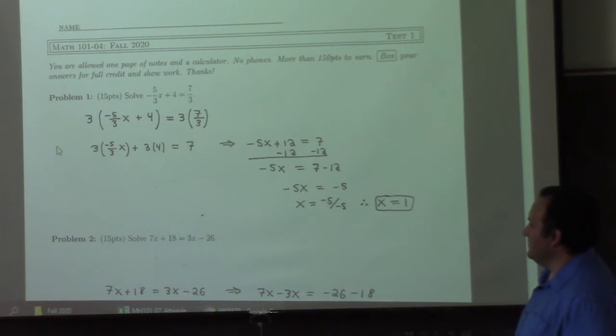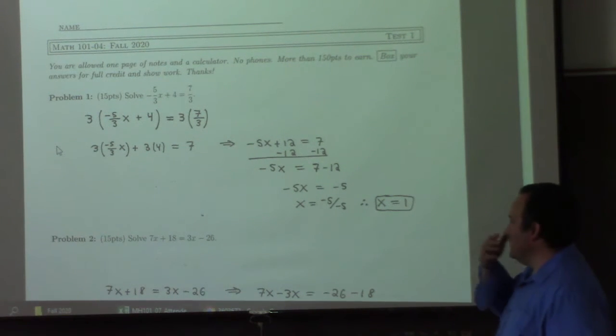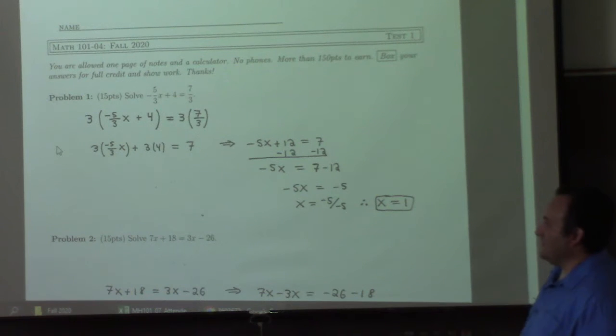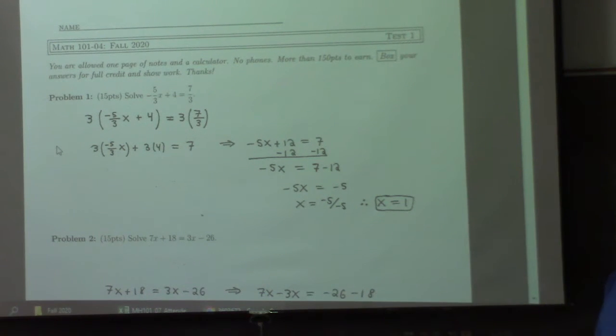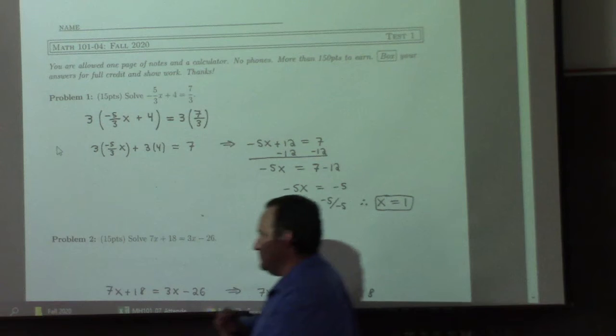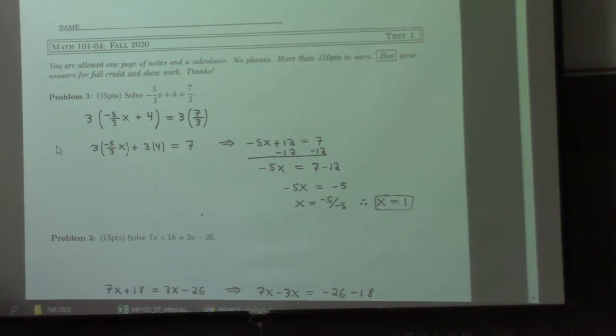Now here, we get x equals 1, and a lot of people got that. There's a few people who didn't, but, I'll just stop. Are there any questions about how to do problem 1? So, all right. Let's look at problem 2.